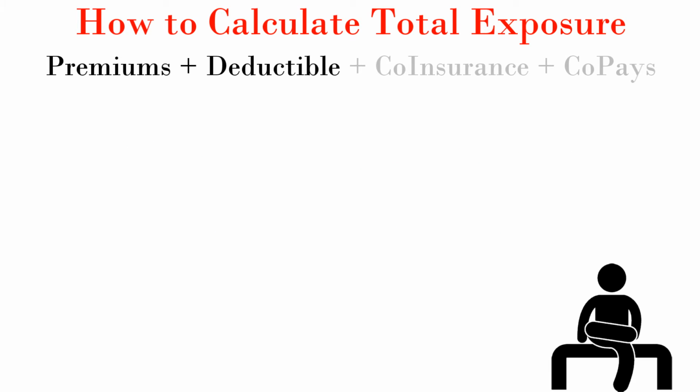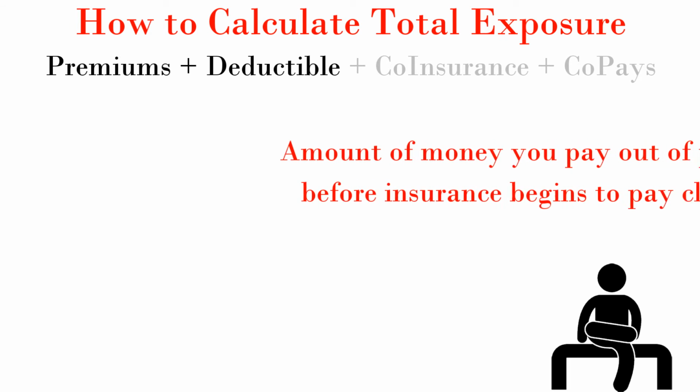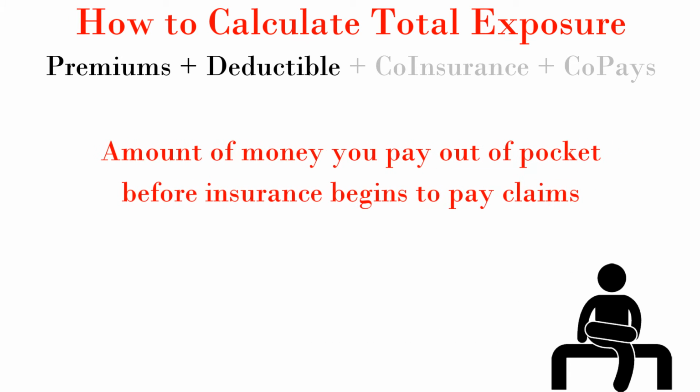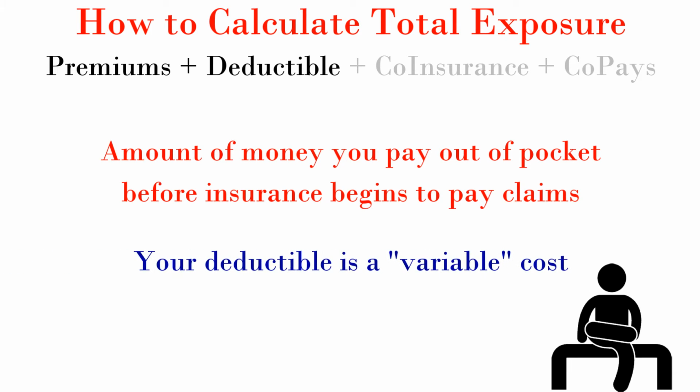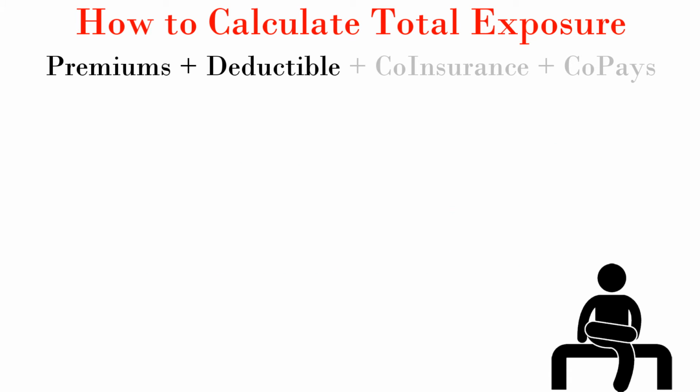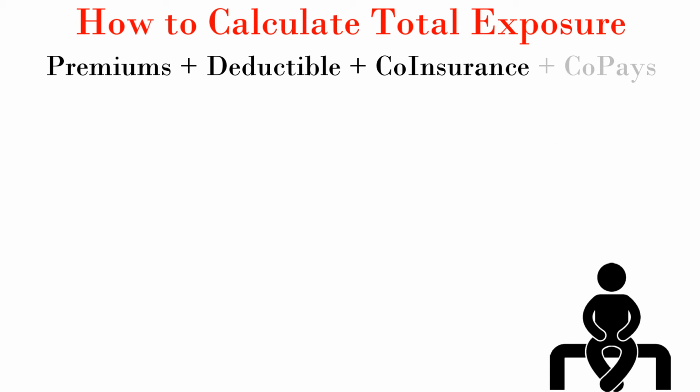The second component to add in is your deductible. So for each plan option, what amount of money will you pay out of pocket before the insurance begins to pay for claims? This is a variable cost, as you may or may not actually incur any claims in a given year. The third component to add in is your coinsurance liability.